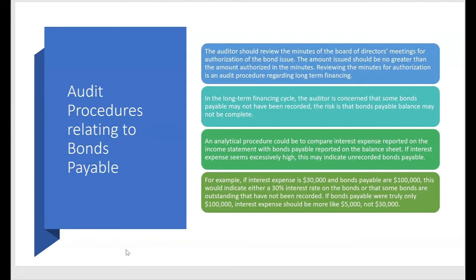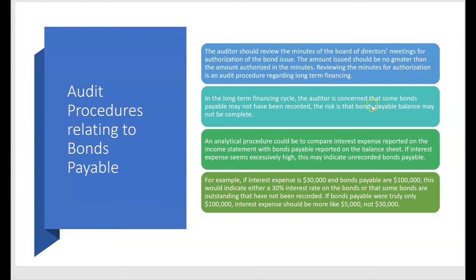All right, what are some audit procedures relating to bonds payable? The auditor should review the minutes of the board of directors meetings. Why? For authorization of the bond issue. The amount issued should be no greater than the amount authorized in the minutes. So if the bond issuance was for $1 million, that's the amount that should have been authorized, and all you'd have to do as the auditor is look at the minutes of the board meeting. Reviewing the minutes for authorization is an audit procedure regarding long-term financing.